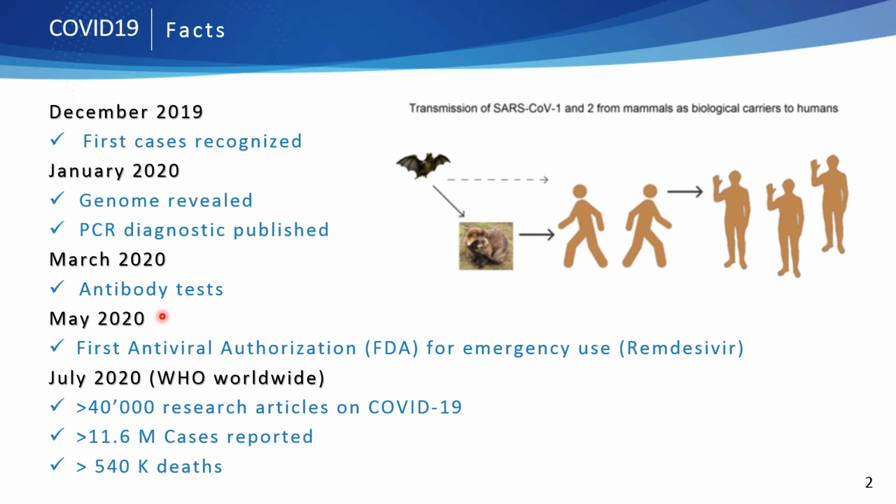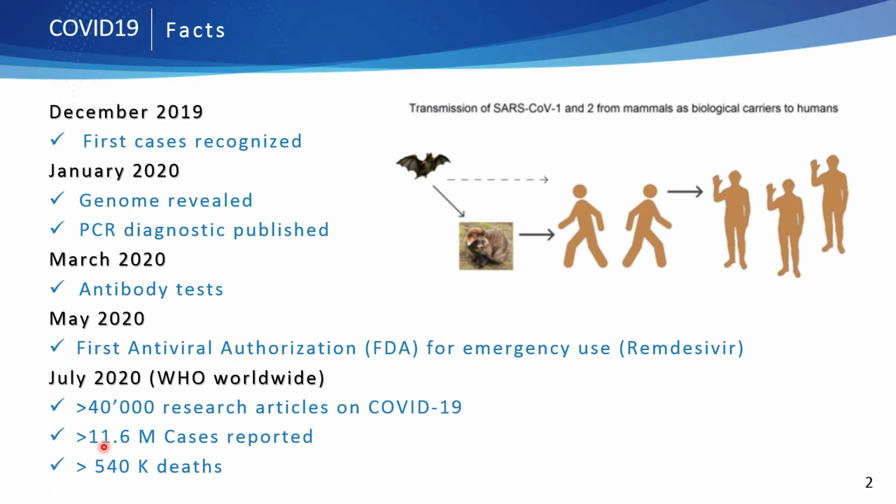So, what is the status now? According to the WHO website, from data I picked yesterday, there are more than 40,000 research articles published on COVID-19 or related to COVID-19 research. So this is really huge. But also, and this is really the worst part, there are more than 11 million cases reported, meaning that people were infected by this virus.